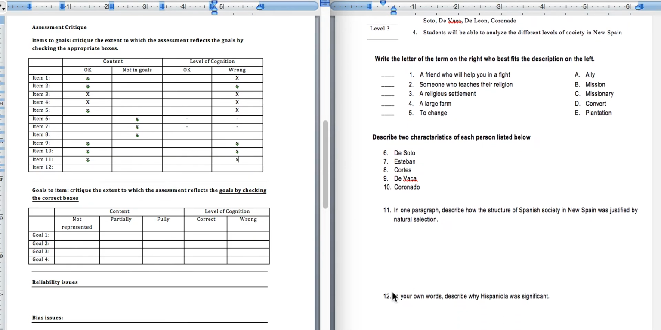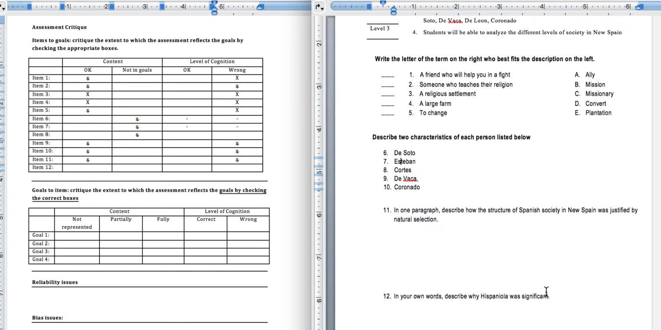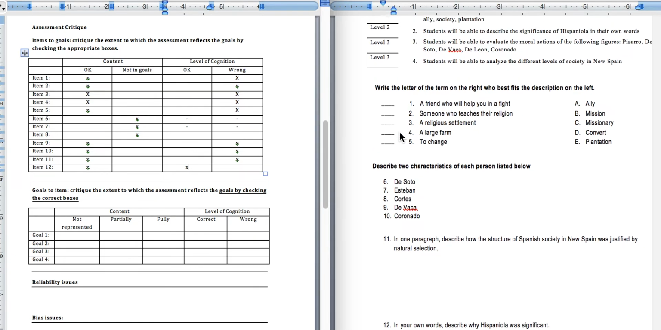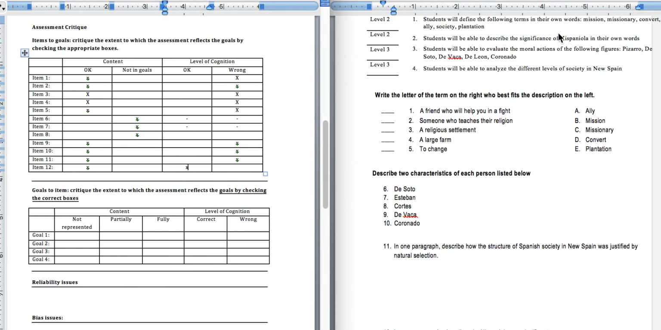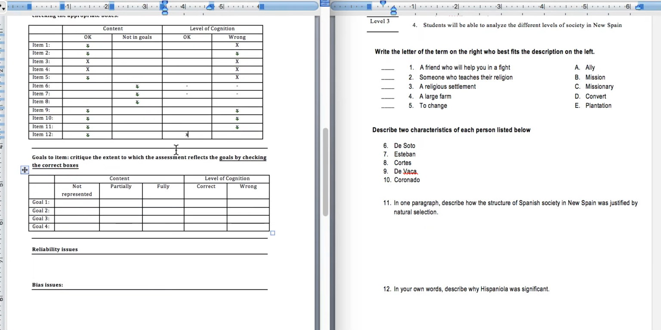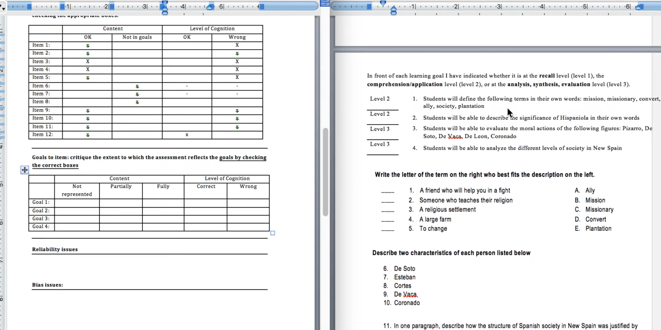Finally, if I get to the last one, your own words describe why Hispaniola was significant. I have an X here and an X here because that is exactly what the goal number 2 said I should do. So that's one side of it. The next part is making sure that each goal is represented somewhere on the assessment, whether it's fully, partially, or not represented at all, and then whether the level of cognition is correct or incorrect.